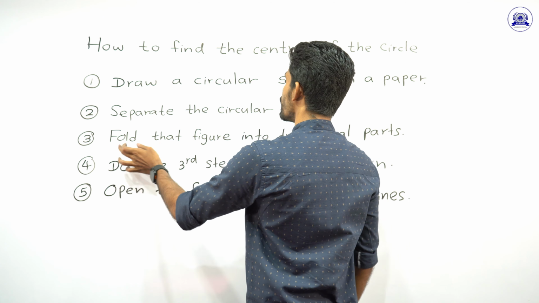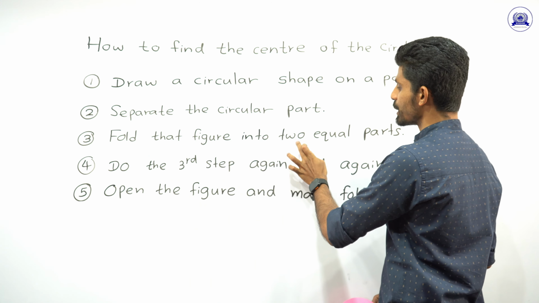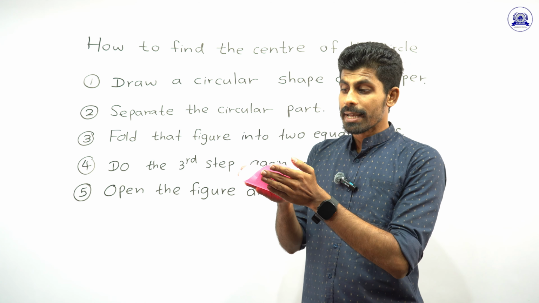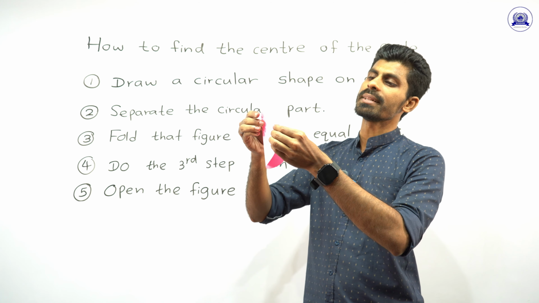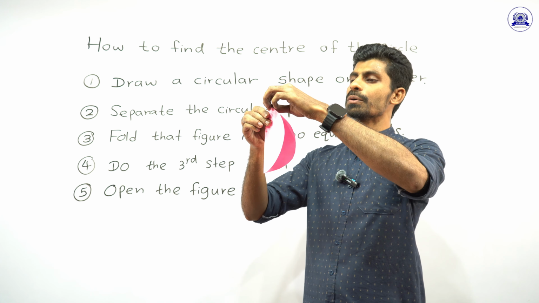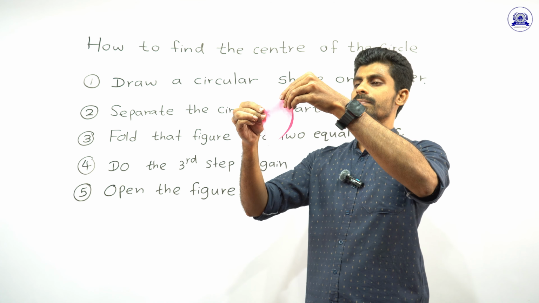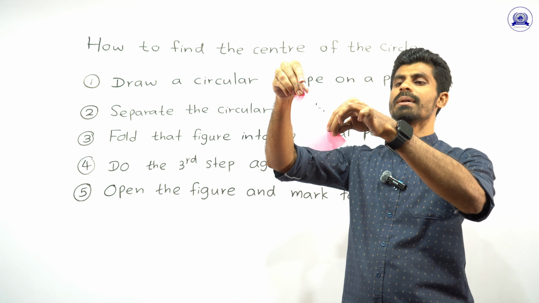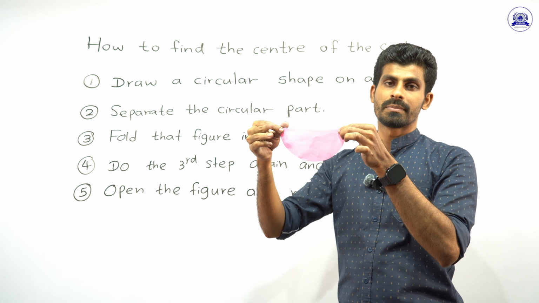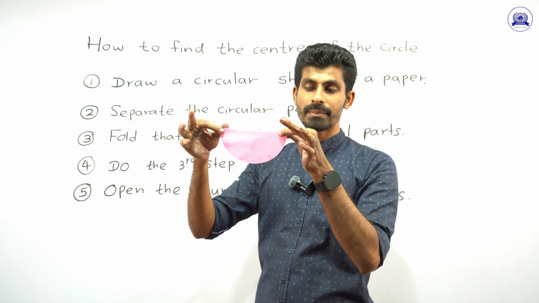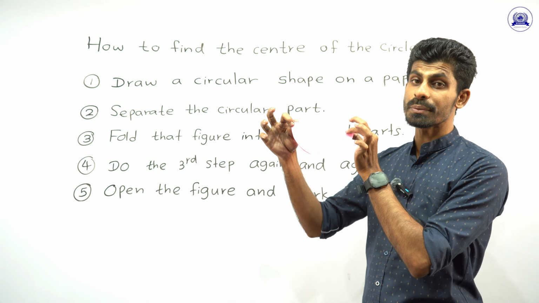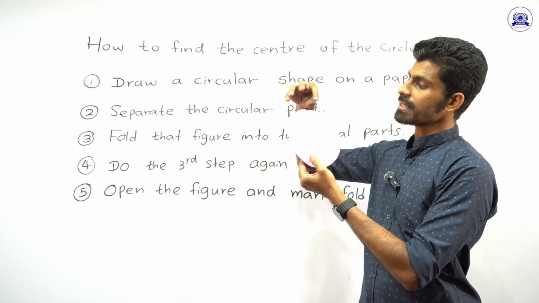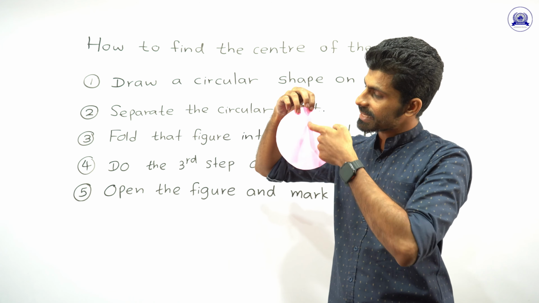Third one, fold that figure into two equal parts. Fold means fold. I'm just going to fold that figure into two equal parts. Right? Two equal parts. Now you can see the fold lines. I think you can see this one.